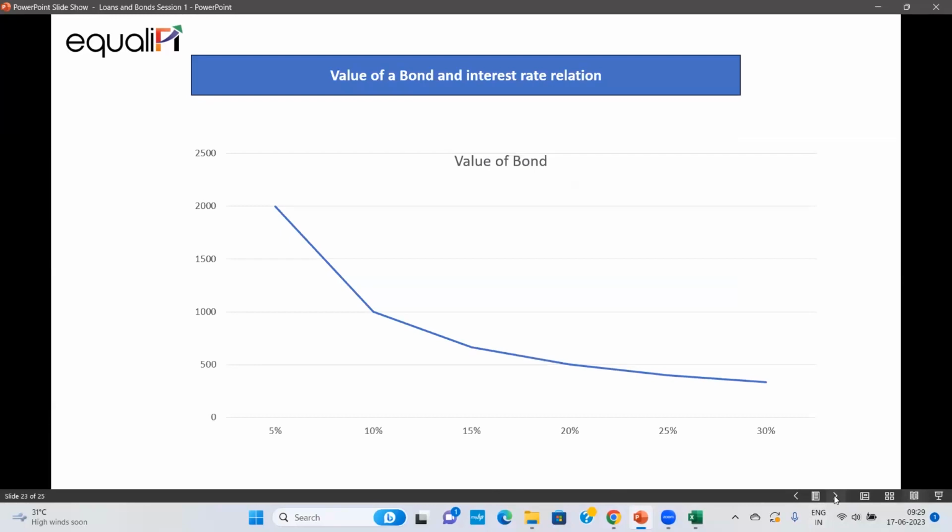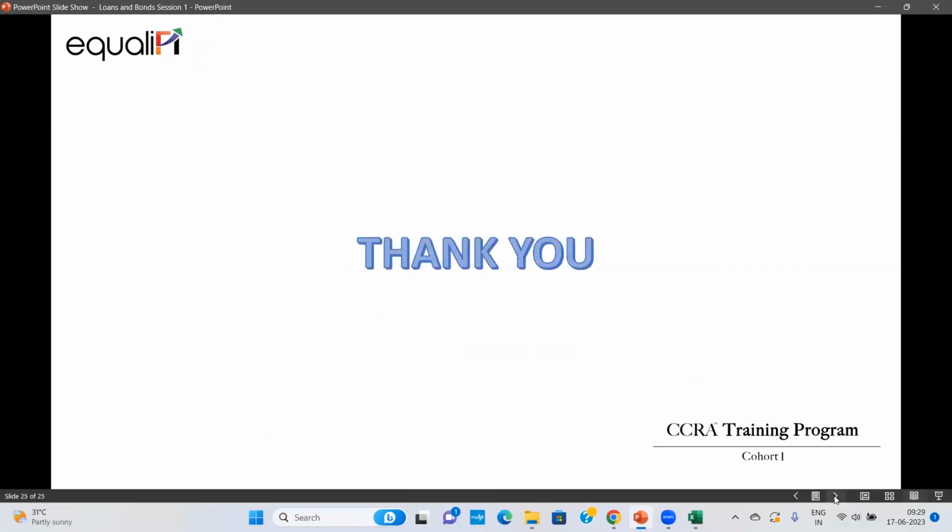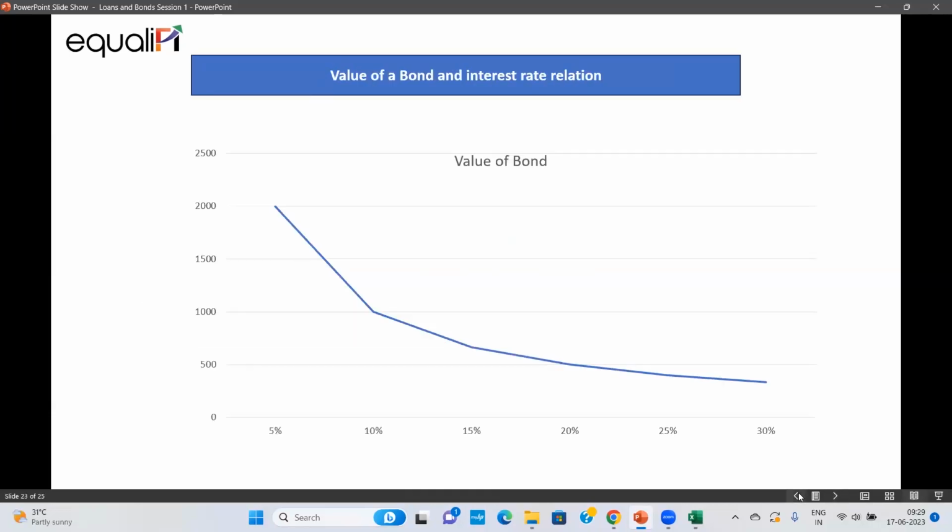This is a relationship between the bond value and the interest rate. So there is an inverse relationship. Now, can somebody tell me why there is an inverse relationship between the interest rate and bond value? When I talk about interest rate, which interest rate do we talk about? Just write in your chat box.